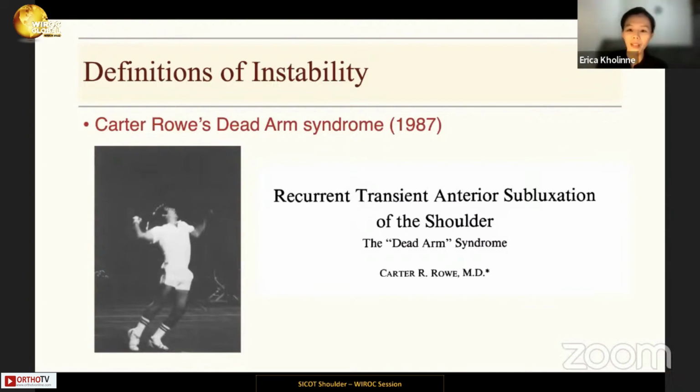dead. However, many of Dr. Rowe's patients had signs and symptoms of bursitis, biceps tendinitis, nerve impingement, cervical spine referred pain, and thoracic outlet syndromes. As such, it is not clear if these patients really had instability.